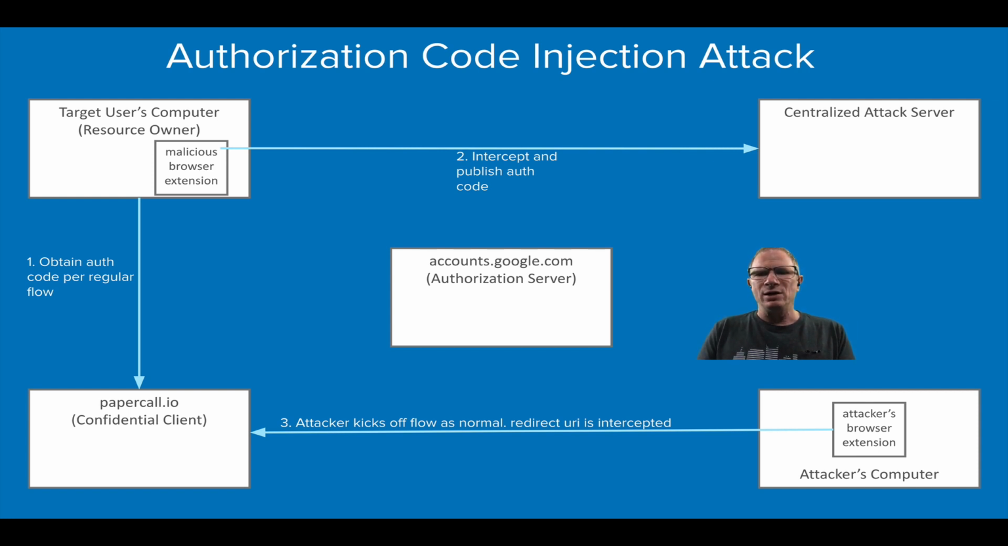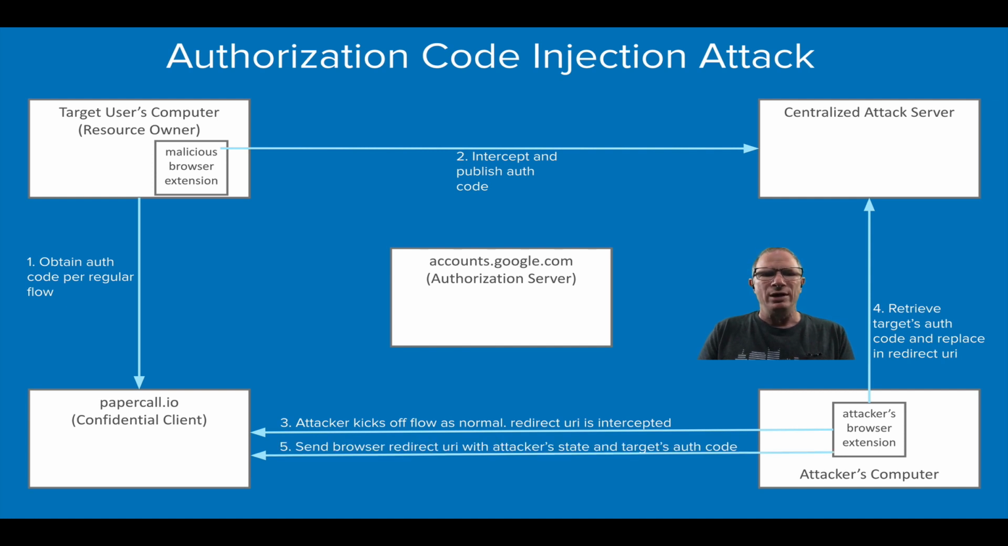Now, the redirect is also intercepted at the attacker's computer. And instead of allowing the redirect to complete right away, what it's going to do is grab that authorization code off of the attack server, and it's going to replace the authorization code that it got with the target user's authorization code. And then it's going to allow the redirect to continue. So the redirect gets back to PaperCall. PaperCall sees that the state is correct. It sees that there's an authorization code. And now PaperCall is going to exchange that authorization code for an access token.